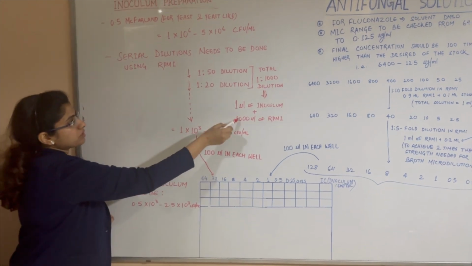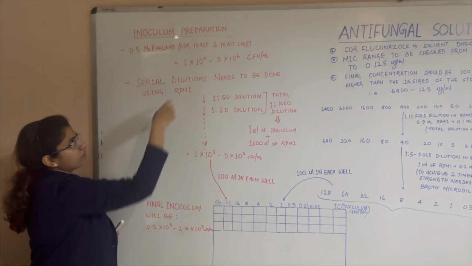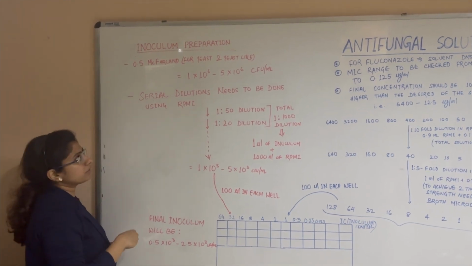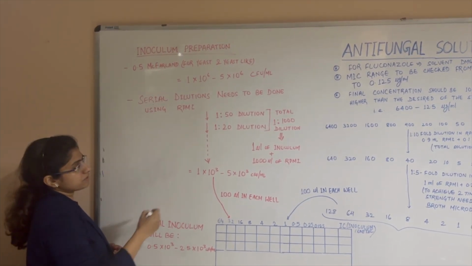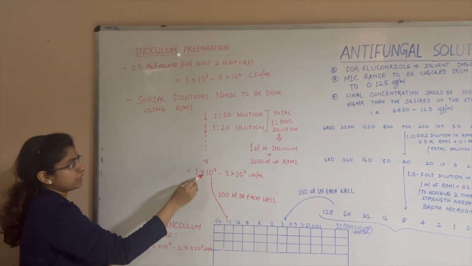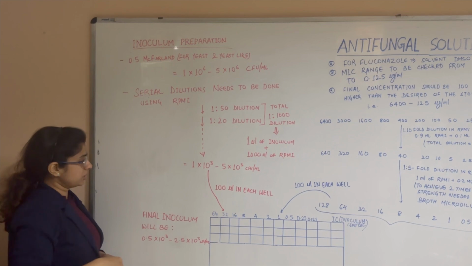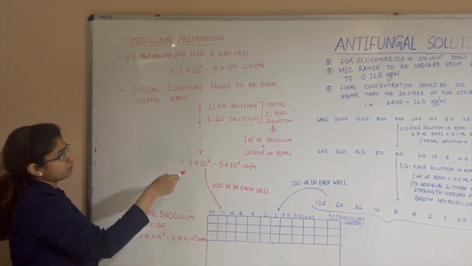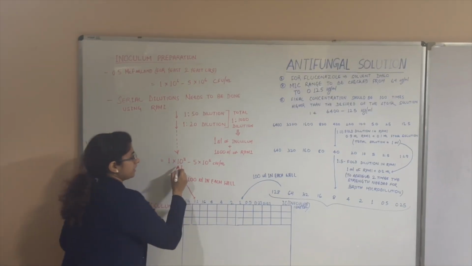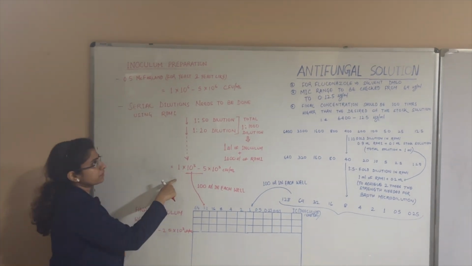After that, the colony count is getting reduced from 1 into 10 to the power 6 to 5 into 10 to the power 6. The colony count is getting reduced by 1000, and then it is coming to 1 into 10 to the power 3 to 5 into 10 to the power 3 colony forming unit per ml. So this part is the inoculum preparation. This is step 1.